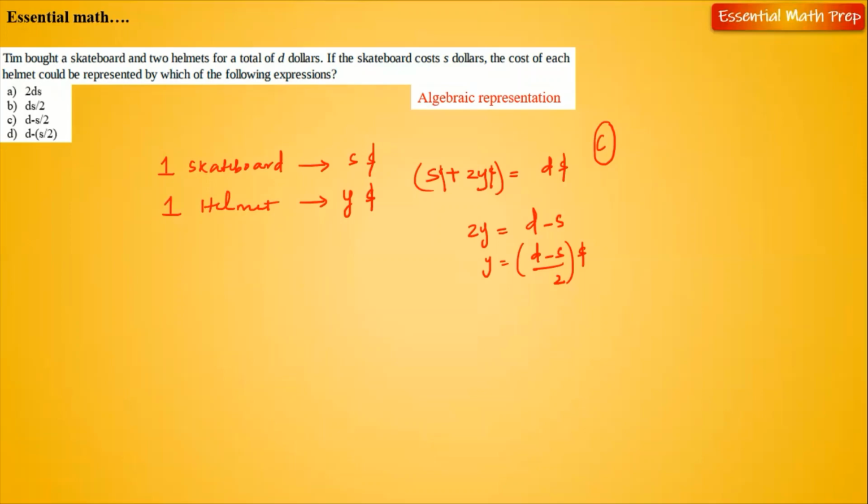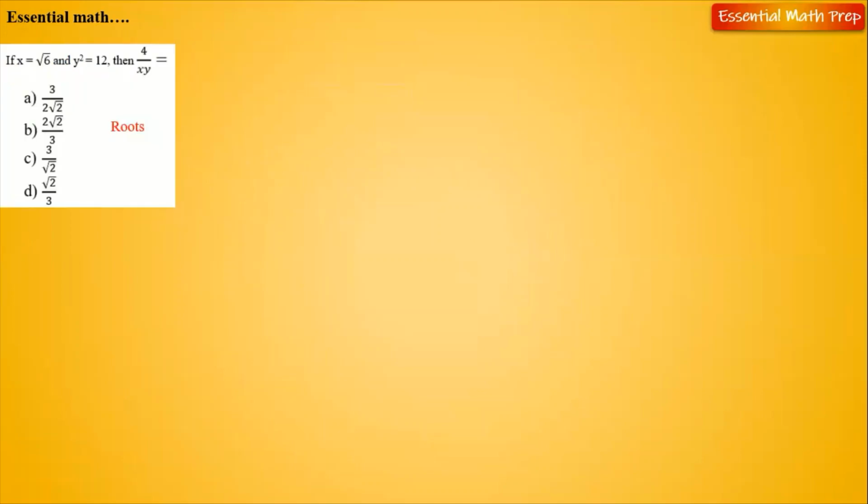All right, moving on. This is one of my favorite problems in the set of essential math concepts. Now you're given x is root 6, y squared is 12, and you're asked to determine the value of 4 over xy. Now I gave this problem to 2 of my friends and a coworker who are just as much of a math enthusiast as me, and they took the longest approach. Trust me, they got the right answer, but at what cost?